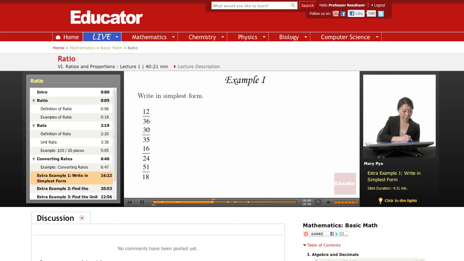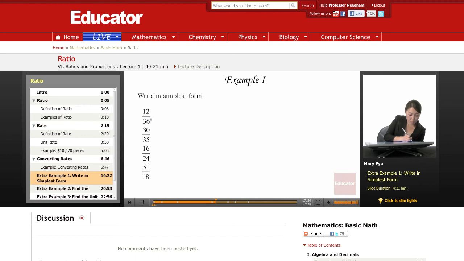Now, to write this in simplest form, 12 over 36, I can look for a common factor. The greatest common factor is 12, right? Because 12 goes into 12 here, and 12 goes into 36. If you don't see that 12 is the biggest factor, you can just look for any factor, because 12 and 36 have a lot of common factors. You can divide by 2 first, and then keep making the numbers smaller. You can divide this by 4, divide that by 3.